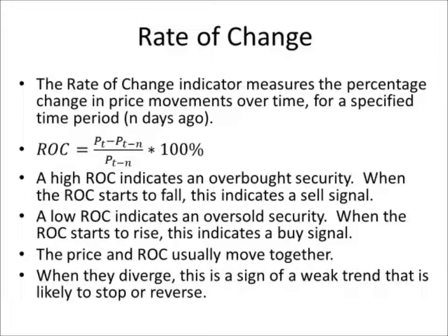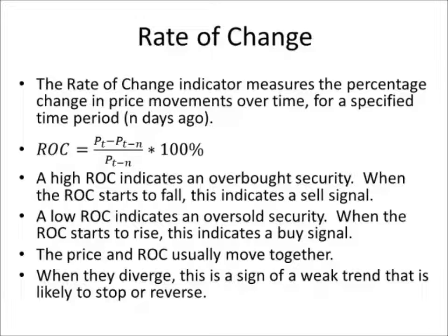The formula for rate of change is equal to the price today minus the price n days ago. So that P(t-n) means the price 10 days ago, or n days ago. The price today minus the price n days ago, divided by the price n days ago, times 100%, just to convert it into a percentage form. So that's what rate of change means.